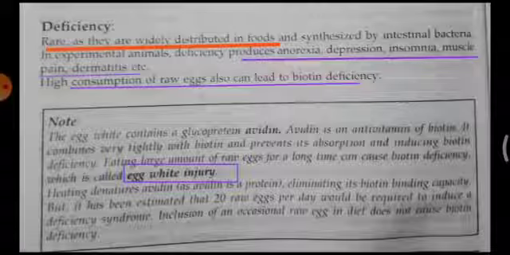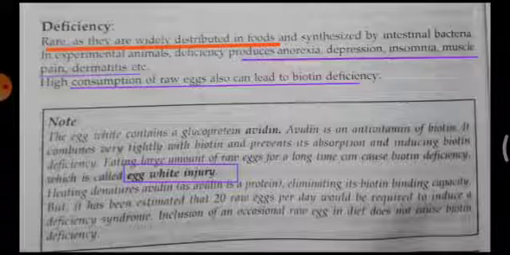Eating a large amount of raw eggs for a long time can cause biotin deficiency, which is called egg white injury factor. So eat eggs after boiling, not raw. Hence boil the egg and eat, otherwise it will lead to deficiency of vitamin biotin.